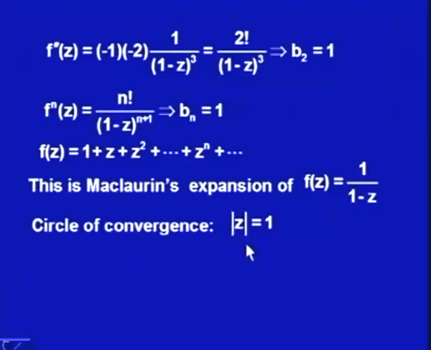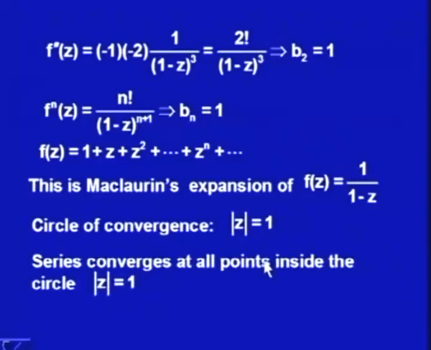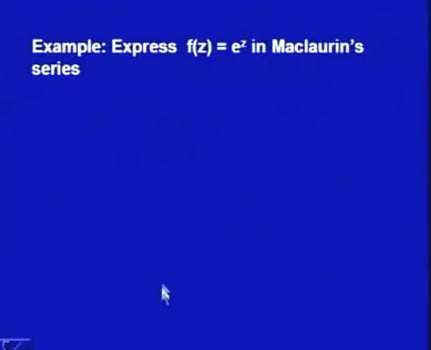The circle of convergence is modulus z equal to 1, because the maximum distance from the singular point of the function, the singular point being the point where the function is not analytic, and we have seen that this function is not analytic at z equal to 1. It is analytic at z equal to 0, but not analytic at z equal to 1. So, the maximum distance is 1. So, the circle of convergence is modulus z equal to 1. So, the series converges at all points inside this circle mod z equal to 1. So, we tried to explain the concept of Taylor series for a known function.